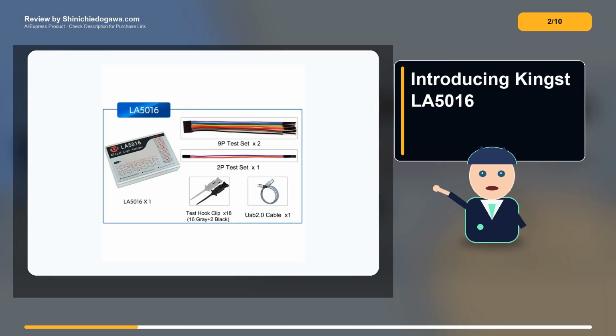This is the Kingst LA5016, a dedicated logic analyzer designed to bridge that gap. It is built specifically for users who need to monitor multiple digital lines simultaneously, offering 16 distinct channels to capture complex timing relationships that would otherwise remain hidden during your development process.